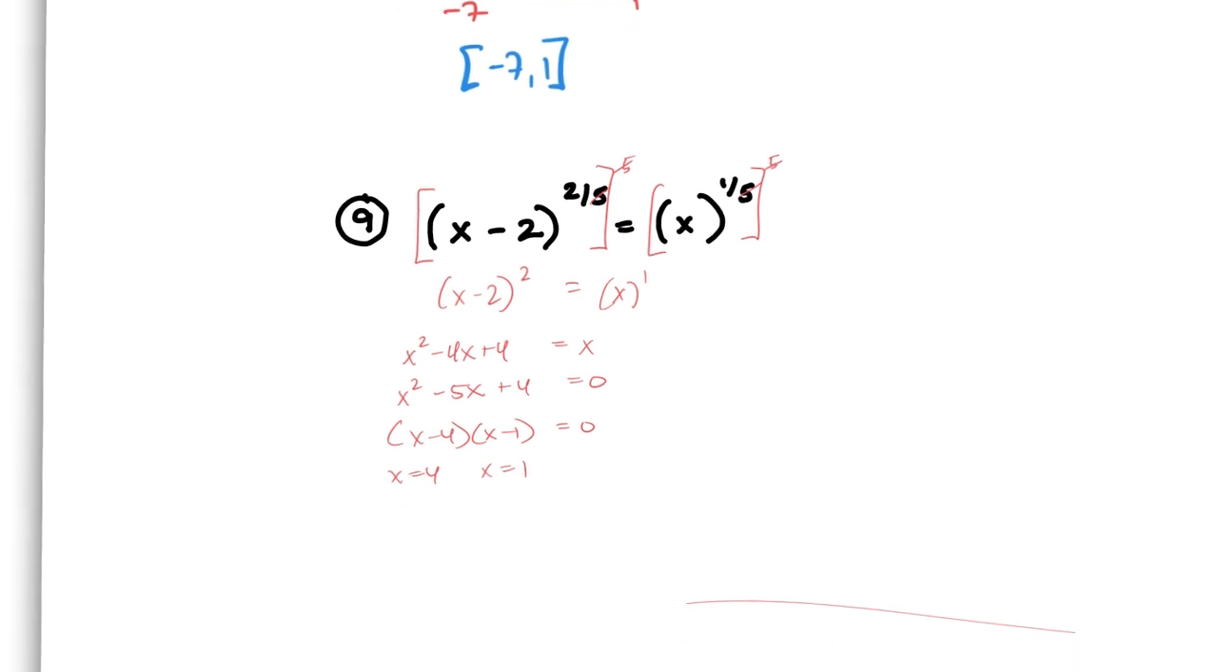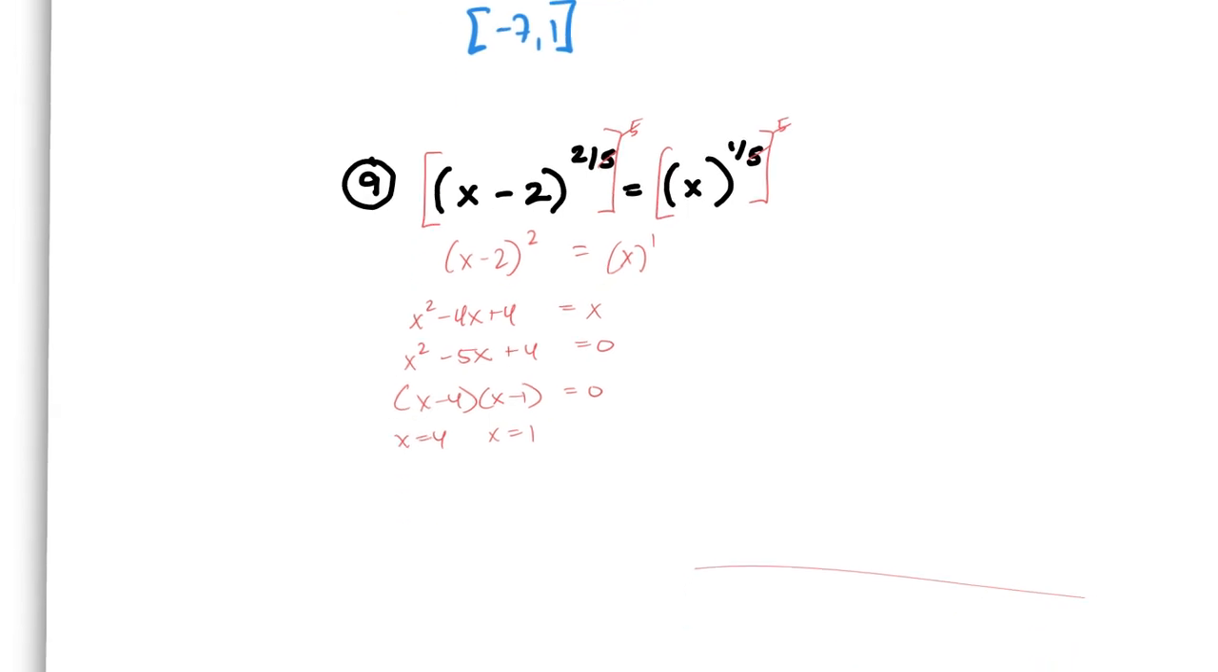I would check for extraneous solutions. Usually when you have a fifth root, you don't have to check for extraneous. And if you're raising it to something maybe, but they're both going to be good. You can try them. You'll see that they both work.